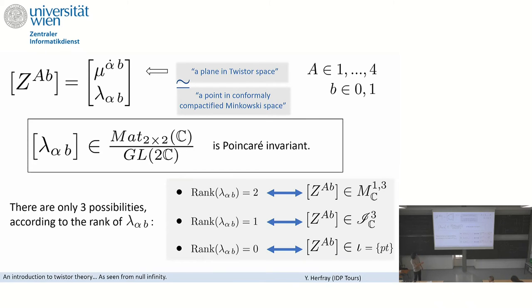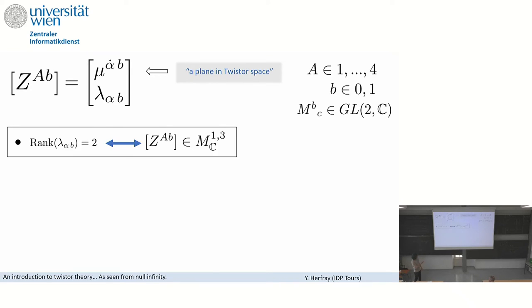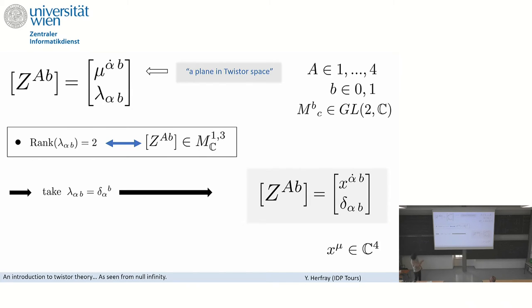Either this matrix is rank 2, and then it will describe a point in Minkowski space, or this object is rank 1, and then you'll see that it is a point on Scri, or this object is rank 0, and it will be the degenerate point at spatial infinity. So how does that work? If you're rank 2, these lambdas are invertible. You use your GL2C invariance to get rid of this lambda, and now your Grassmannian coordinates just become this object, and X is your point in C4. This is how you see complexified Minkowski space appearing as a space of Grassmannians in twistor space.